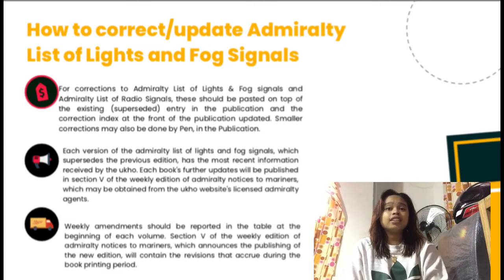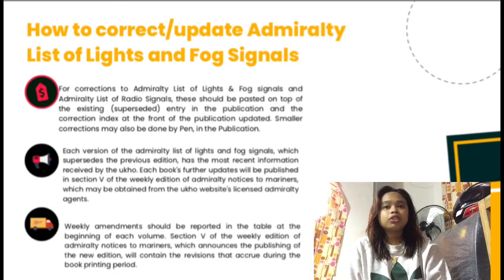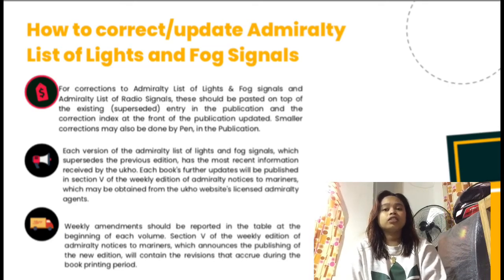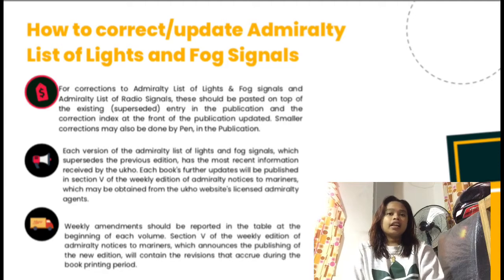And second, each version of the Admiralty List of Lights and Fog Signals which supersedes the previous edition has the most recent information received by the UKHO. Each book's further updates will be published in Section 5 of the weekly edition of Admiralty Notices to Mariners, which may be obtained from the UKHO website or licensed Admiralty agents.